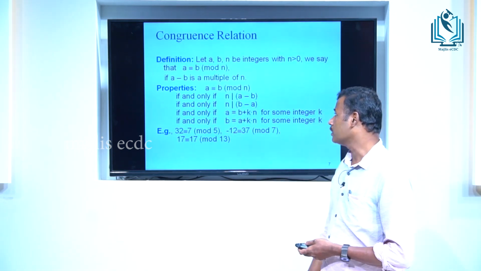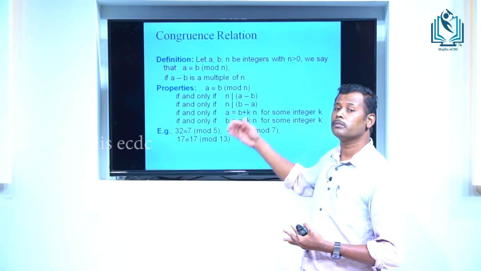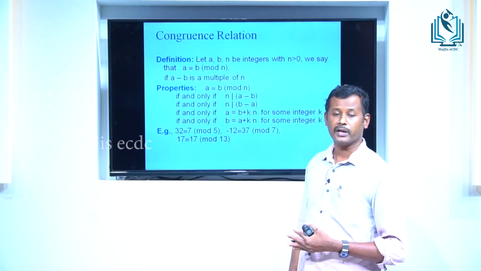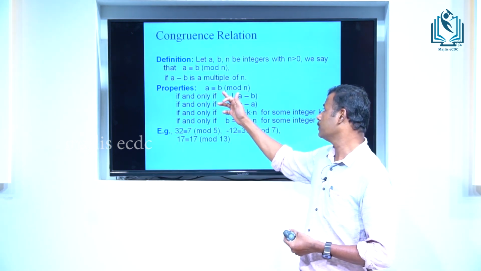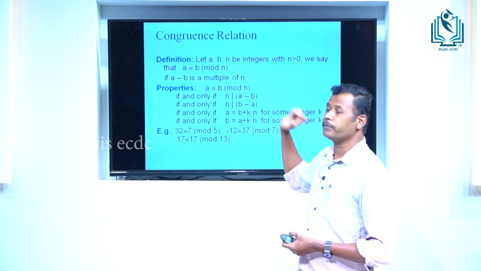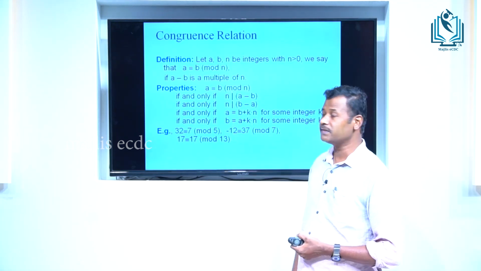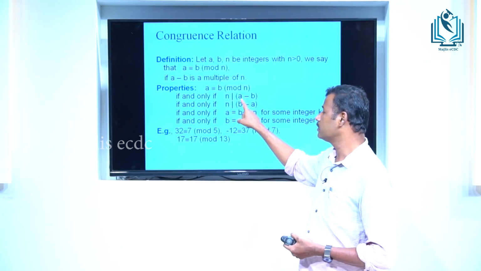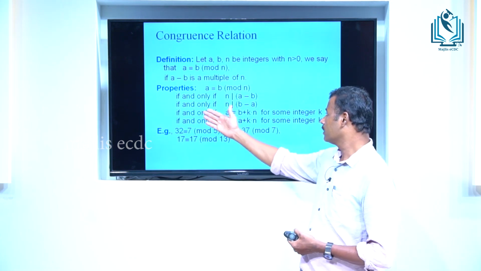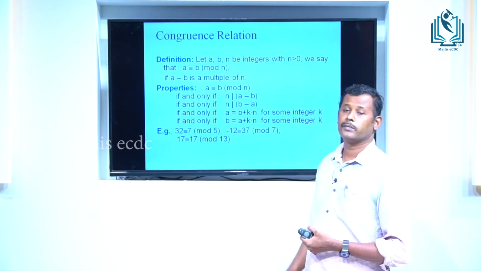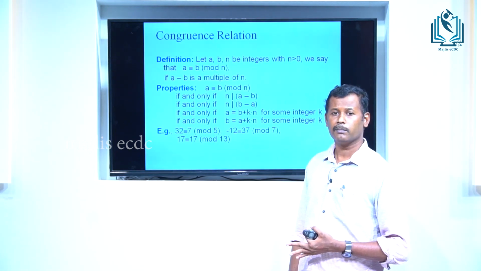Next, properties. The first property says that if a is congruent to b mod n, then a minus b is a multiple of n, if and only if, the first step says that n divides a minus b. The second step says that n divides b minus a.